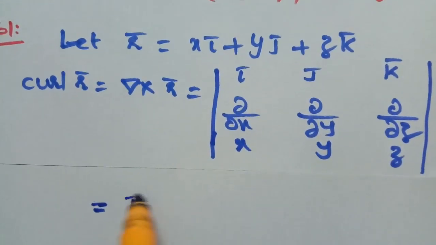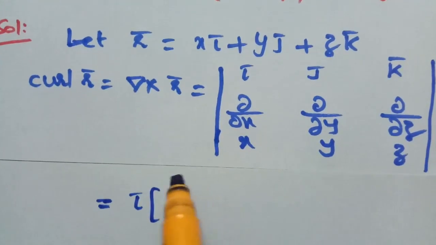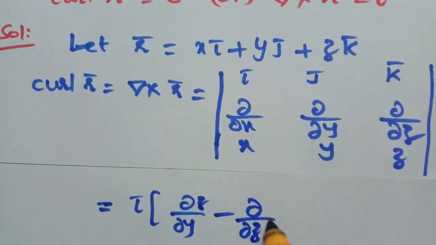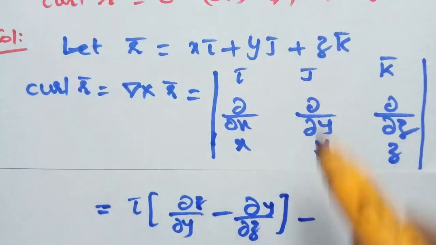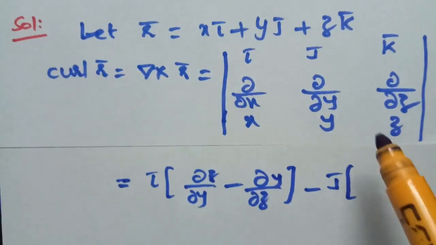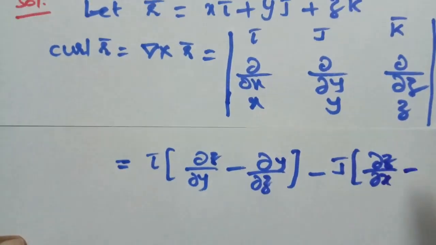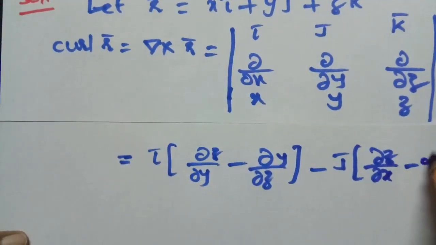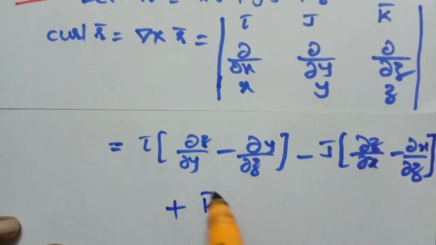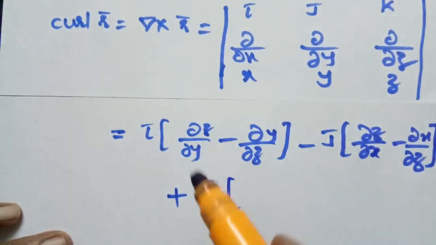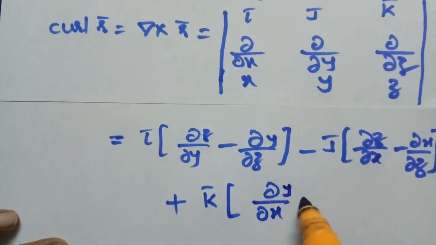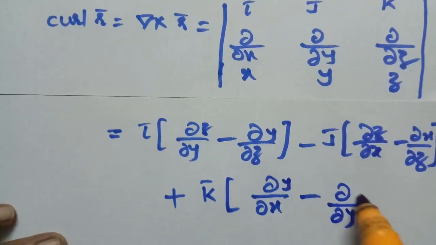Equal to i bar into dou by dou y of z minus dou by dou z of y, minus j bar into, by deleting first row second column, dou by dou x of z minus dou by dou z of x, plus k bar into dou by dou x of y minus dou by dou y of x, by deleting first row third column.